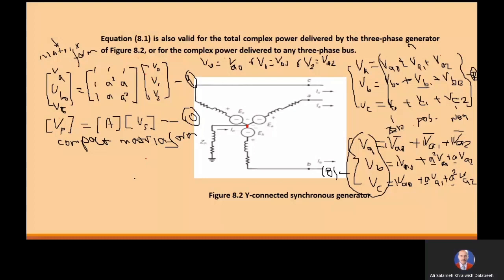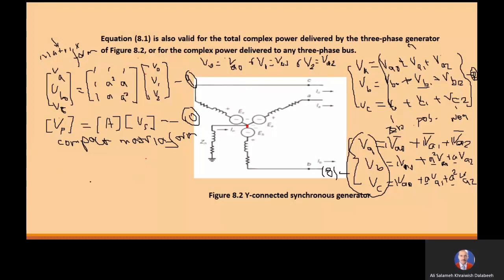Compact matrix form. There is no difference between equations 8, 9, and 10. Only the difference is in the form of writing. This is written in the compact form. Compact matrix form.